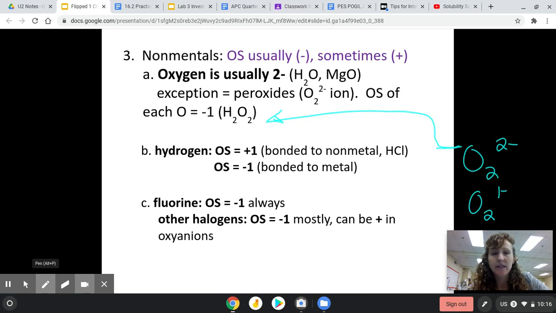Fluorine's always negative 1. Other halogens, usually negative 1. It can be forced into another charge if there is something that takes precedence over it. Like in certain oxyanions, if you have chlorine, perchlorate, for example, oxygen in perchlorate is going to have a 2- charge. Well, that might force some of the other elements to have strange oxidation states that they wouldn't actually hold as a charge. So it's possible, but it's not very common. And we'll look at some of these examples in just a minute.